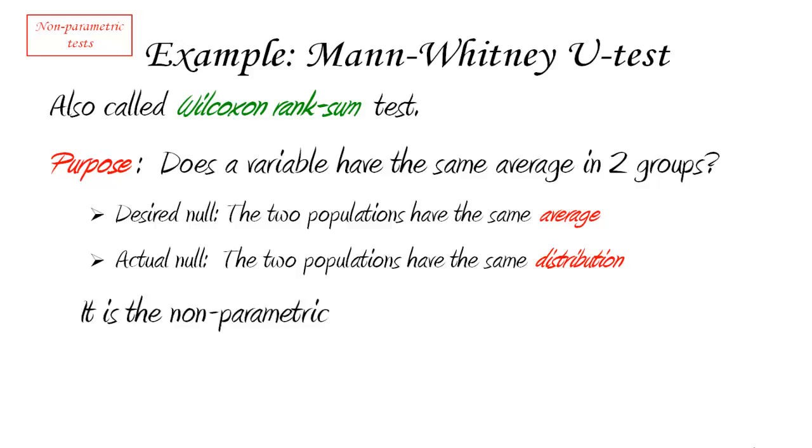Notice also that this test is pretty much a non-parametric alternative to a two-sample t-test, right? We're comparing averages in two groups. If we could, we would use a two-sample t-test. But again, the idea is, well, we can't. And so what we're going to do is use this particular test.